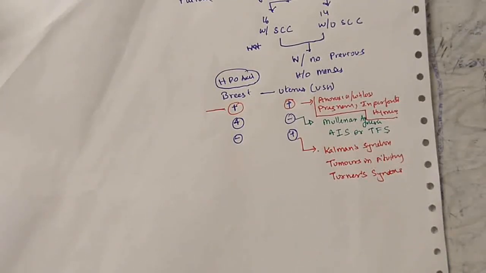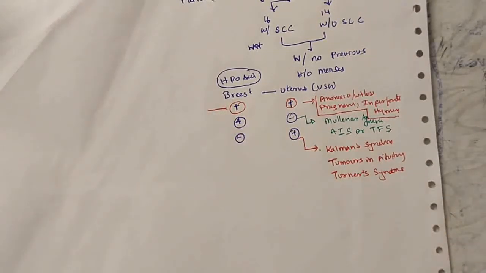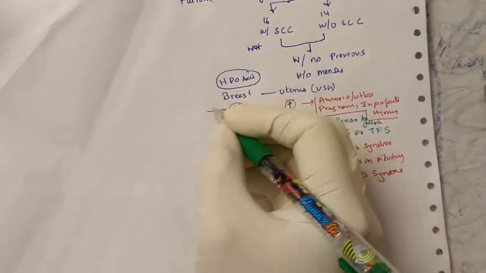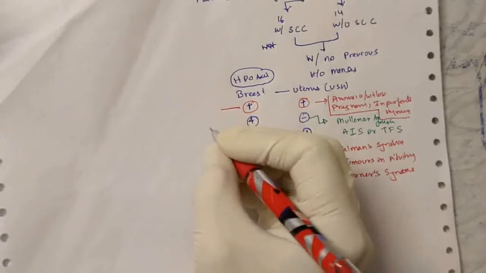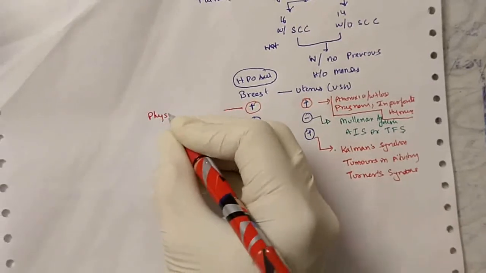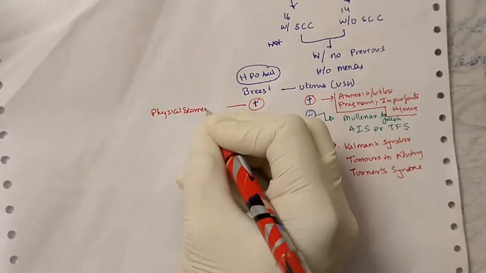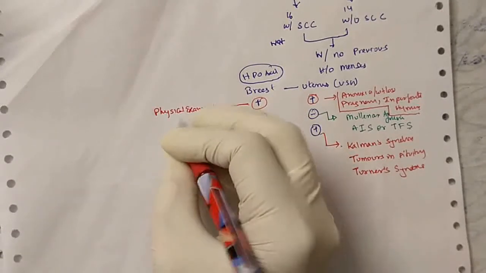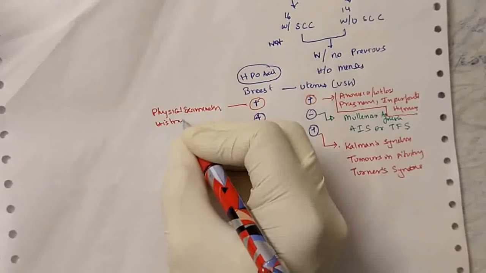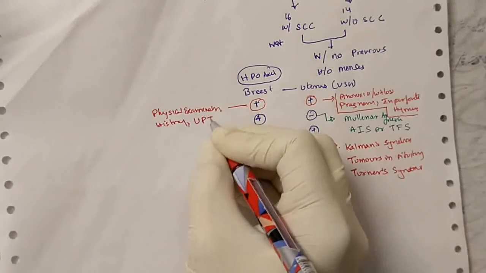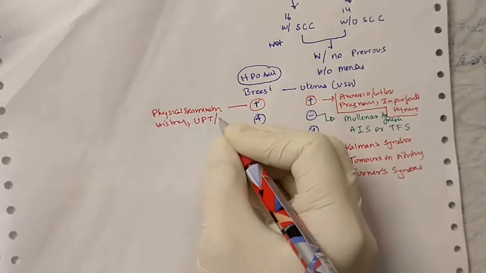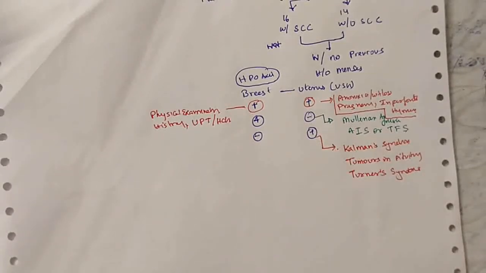So how will you diagnose this? You will take history and physical examination. For weight loss, we'll take physical examination, history, and then we can do UPT, urinary pregnancy test, for knowing if she's pregnant, or HCG levels.